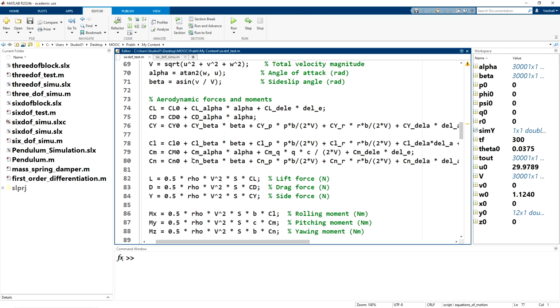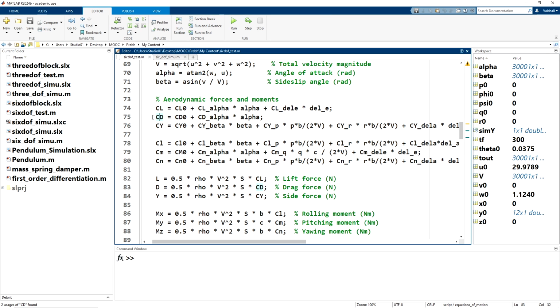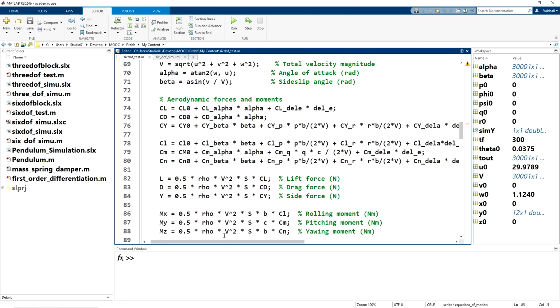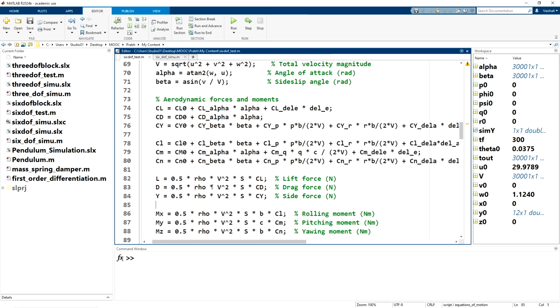Then finally, finding the lift, drag and the side force: half rho V square S into Cl. So Cl we have already found here. Similarly, CD we found in this 75th line of code. Cy we have found in the 76th line of code. All right. Next we have moments.